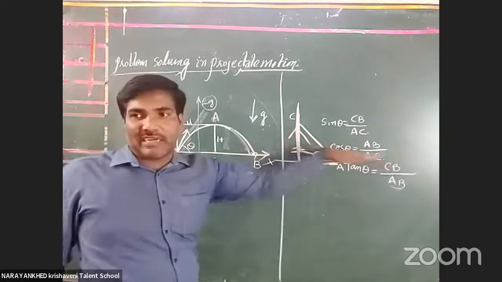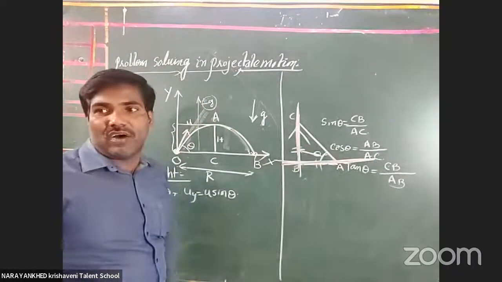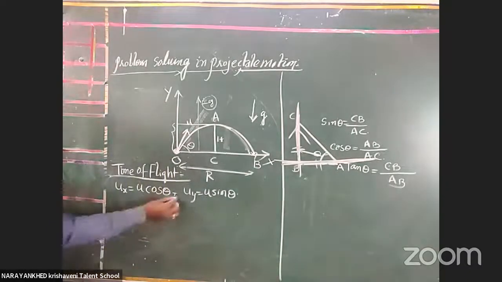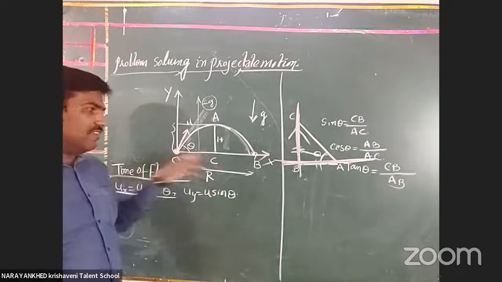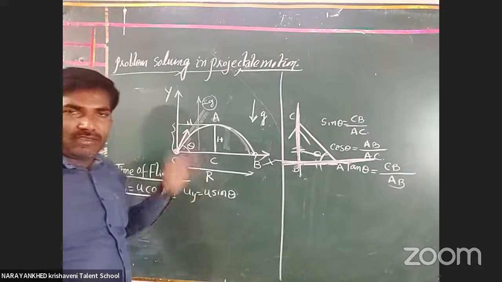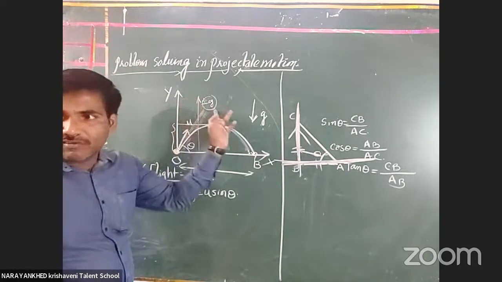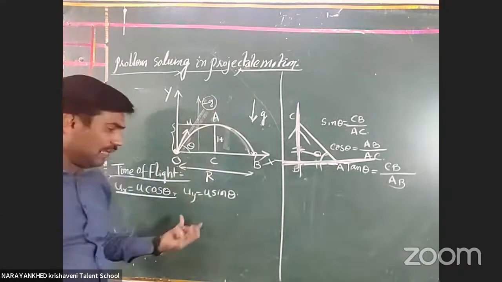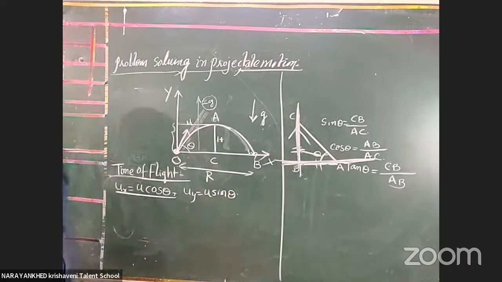Why? Because it is horizontal. It is along the x-axis or not? That's why it is the horizontal component. That is why I am writing here ux. Ux is nothing but the initial velocity variation along the x-axis. Uy is nothing but the initial velocity change along the vertical direction. That will be sin theta. Understood now? I hope you understood it.